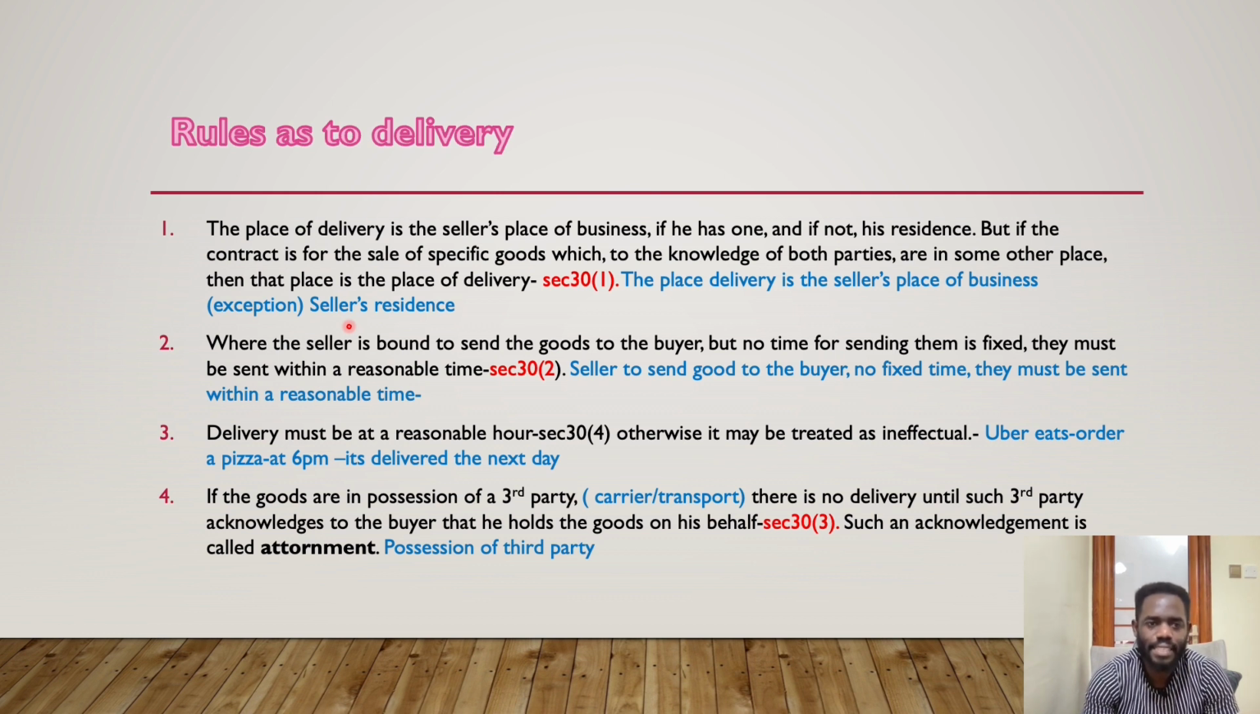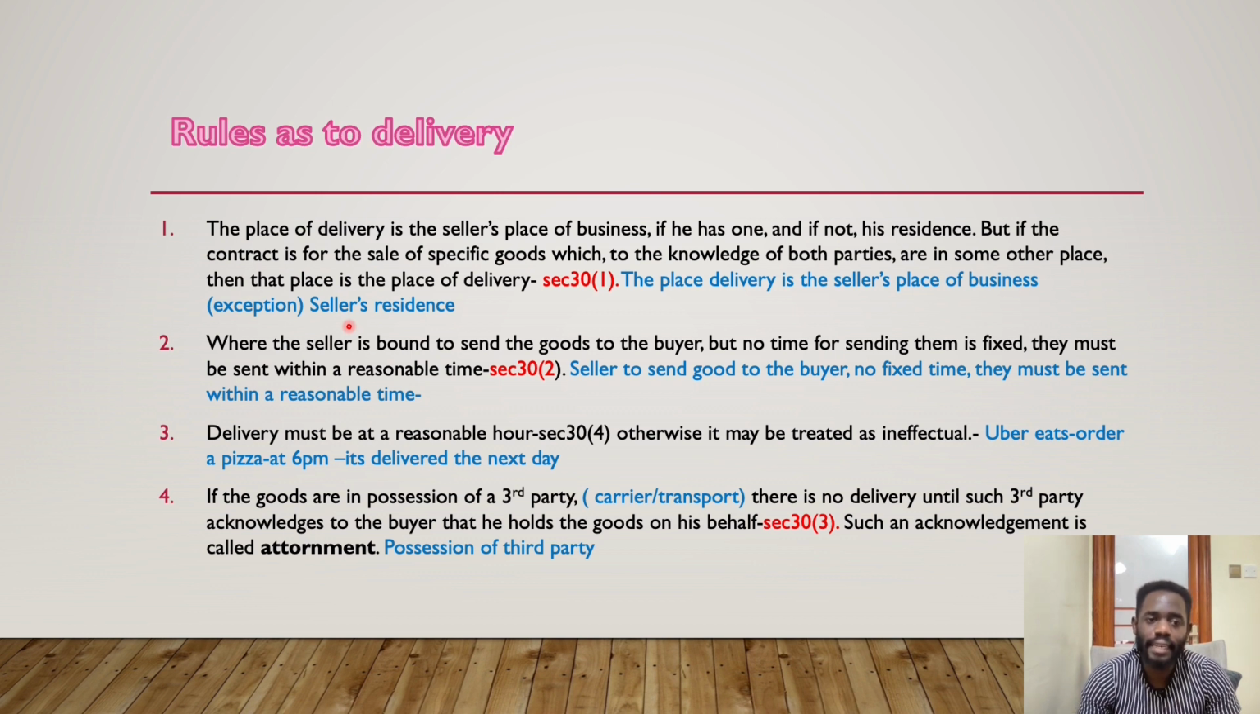Now, moving on to the next rule of delivery, which is under section 32. Where the seller is bound to send goods to the buyer, but there's no fixed time as to delivery, then that delivery must actually be made within a reasonable period of time. If you ordered goods and they're delivered 2 years later, obviously using reason you can tell that by the time we were entering into this contract for sale of goods, the reasonable time for delivering these goods was supposed to be 2 weeks and not 3 months. So that is very, very key to have at the back of your mind.